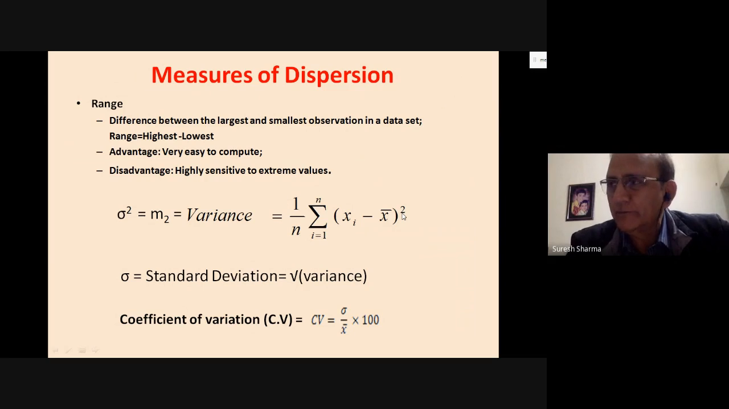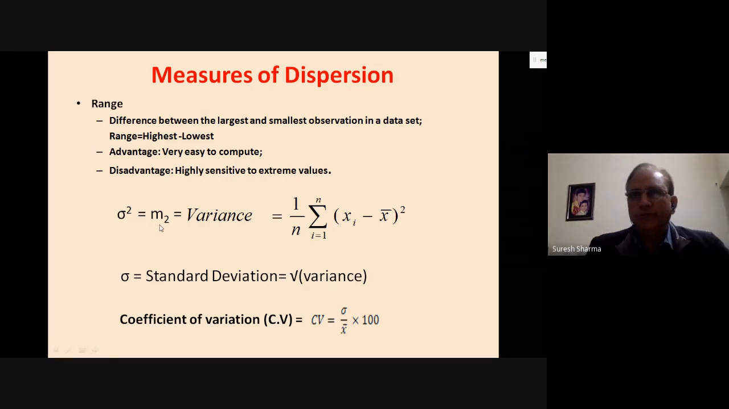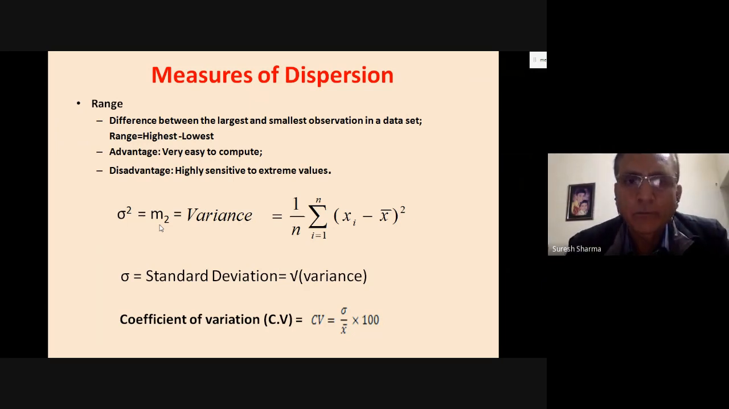That means we have computed the square. In statistics, you take the difference and take the power 2. Then variance is basically, because this power is 2, we write this as M2. M2 stands for second order moment.